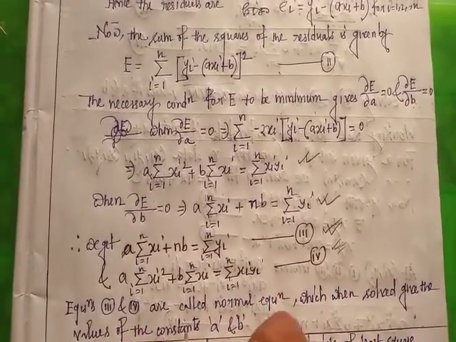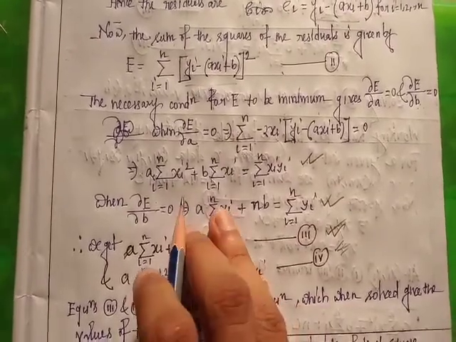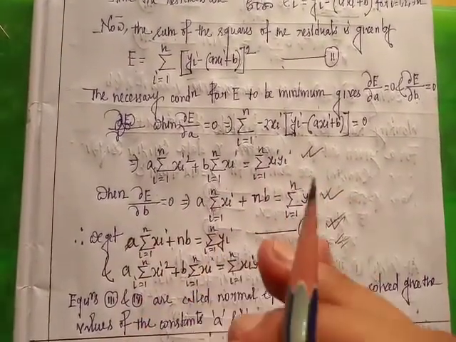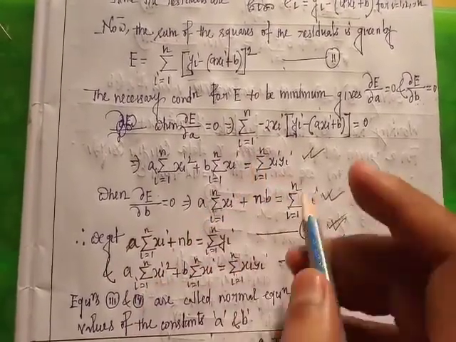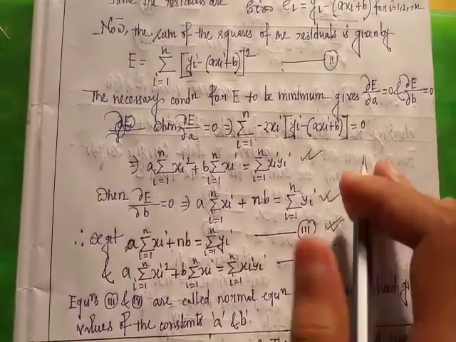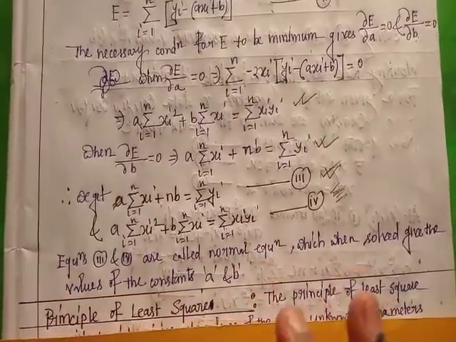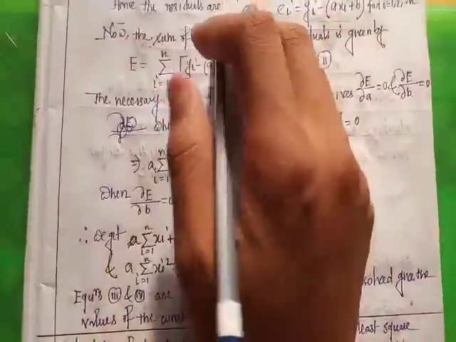These two equations are called normal equations, and by solving them we get the values of the constants a and b. These equations are called normal equations. Please remember these equations.